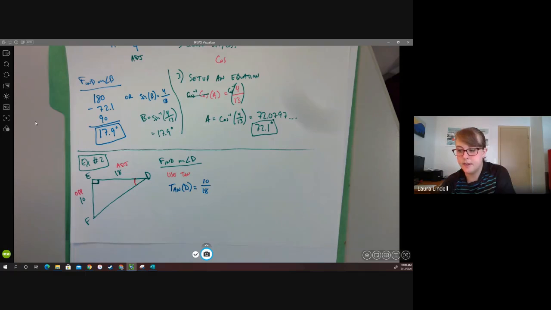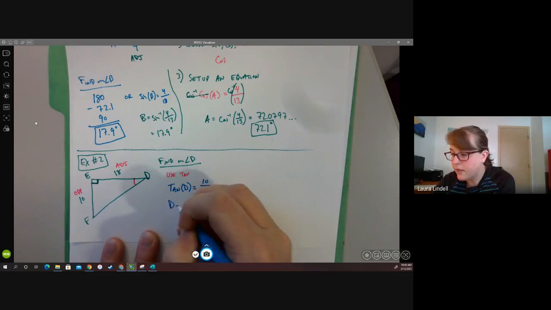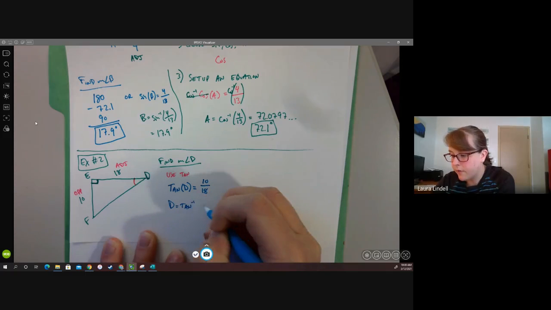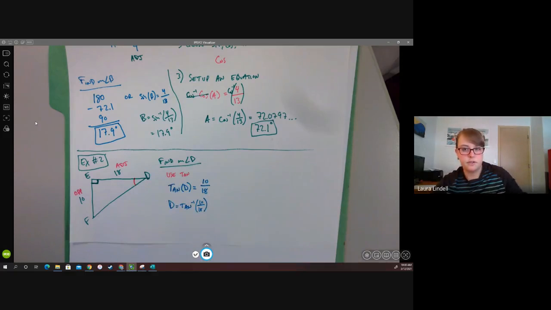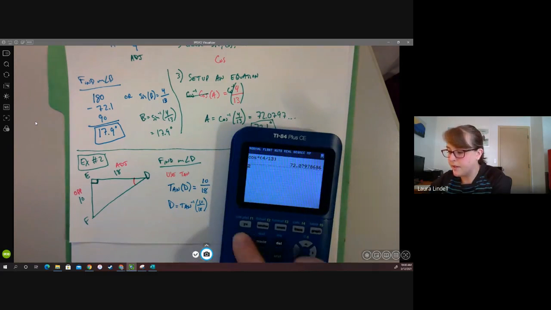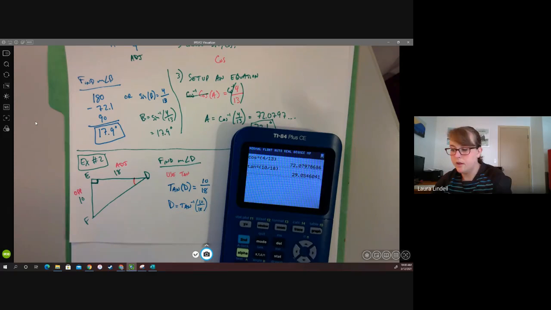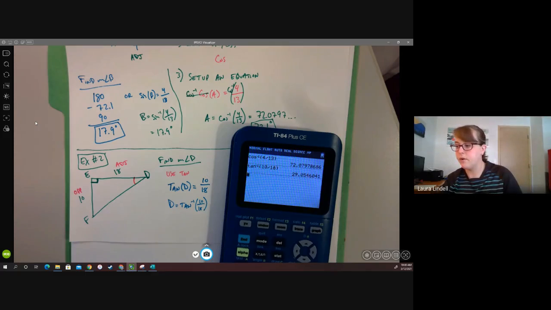So then, last step, we do tangent inverse on both sides. So we get that angle D is tangent inverse of 10 over 18. So tangent inverse of 10 over 18, you want to grab your calculator or your Desmos, open a window for that. And we would type second tangent 10 over 18, enter. And we get that angle D is 29.1 degrees if you round to the nearest tenth.